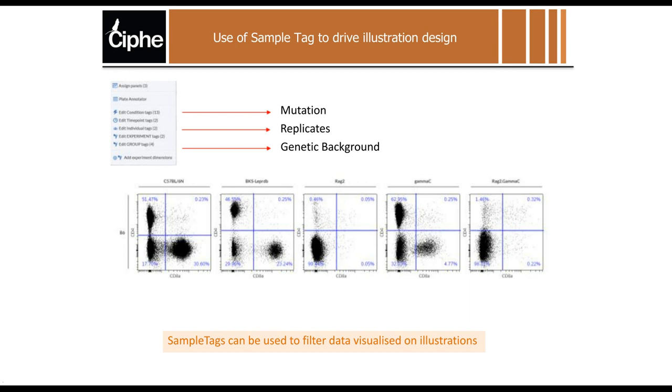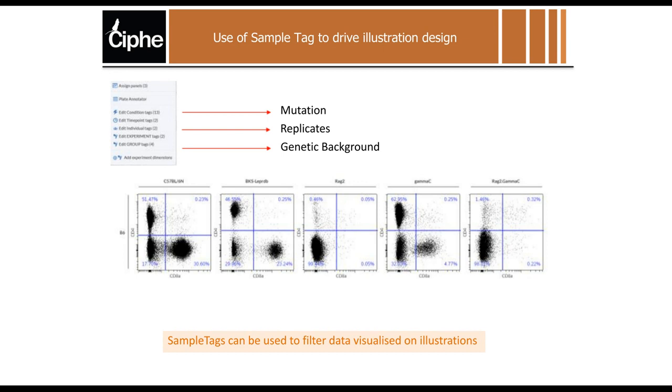And you see that I have set up condition tags that I use to put the information about the mutation that I'm looking at. I have tags about experiments because the data have been acquired across 2 experiments. And then I have group tags for the genetic background. So like this, I can basically filter using these tags. I can filter my data set and only show a part of it.